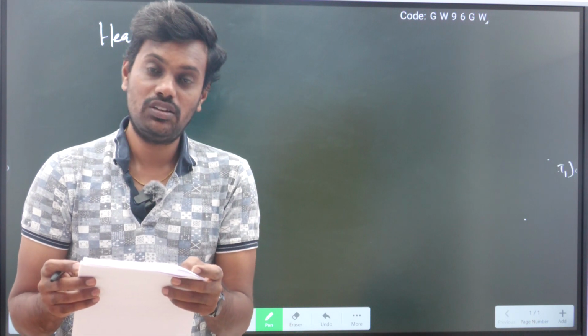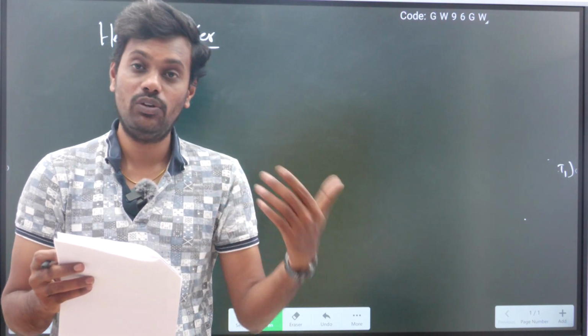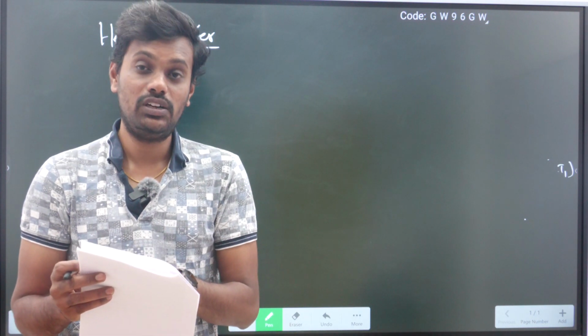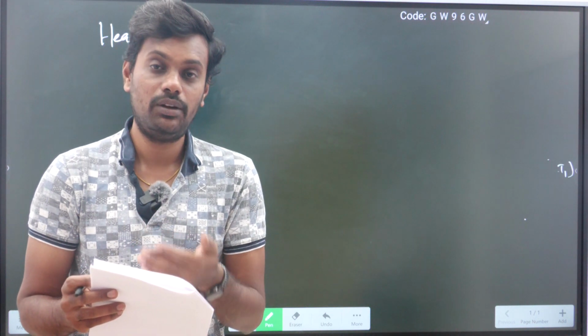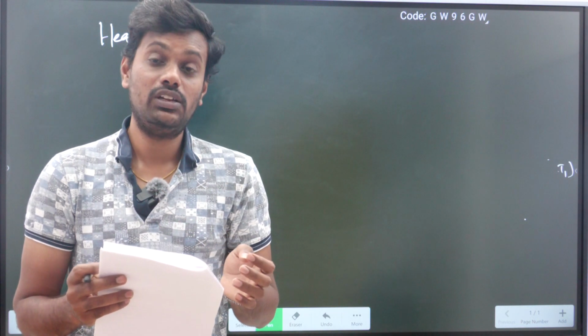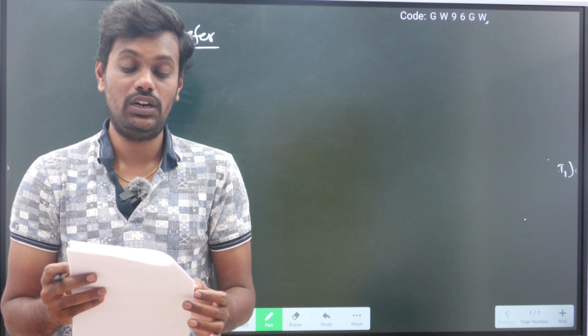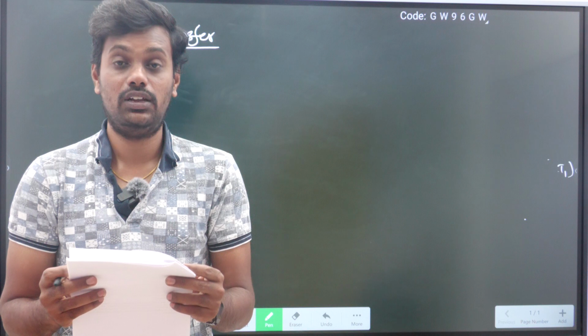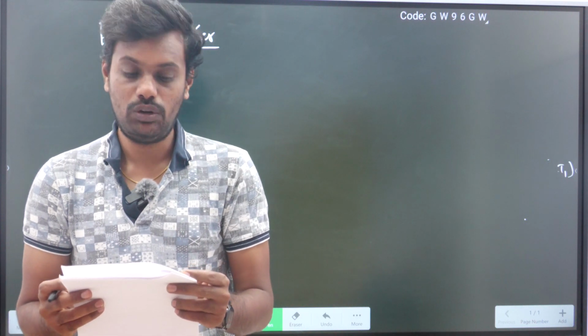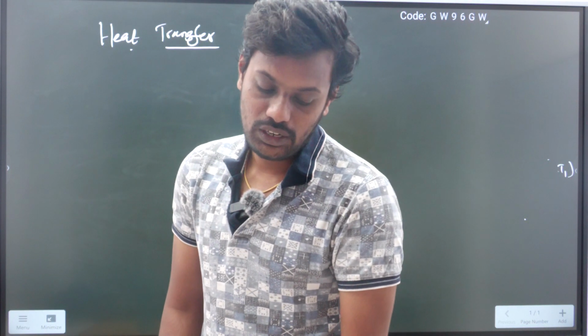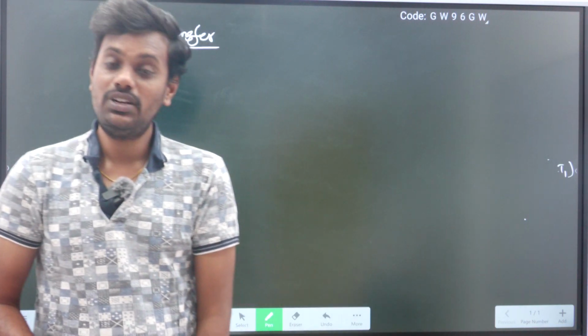What is the one dimensional heat conduction equation for a plane wall, what is it for a cylinder, and what is it for a sphere. These three things we need to study in the one dimensional heat conduction equation. So we will see them one by one. The second topic in the syllabus is one dimensional heat conduction.